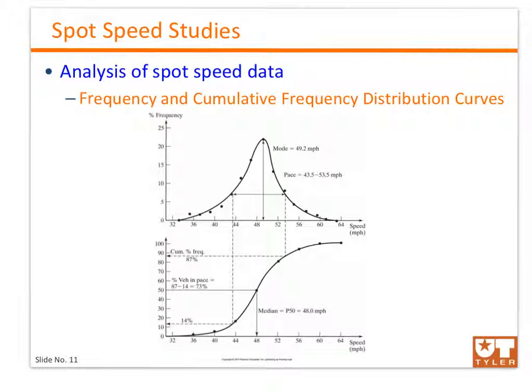Now, based on the information that we collected from the previous table, we can generate two different frequency distributions. The very first one is the frequency distribution curve, as well as the cumulative frequency distribution curve. So as you can see, once we develop these two, we will be able to put on the figure the mode speed, the pace, and the median speed, and we will be talking about those details in the next slides.